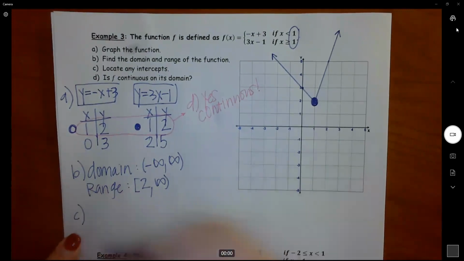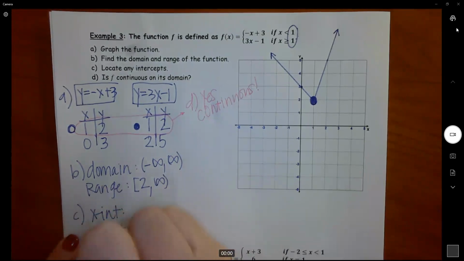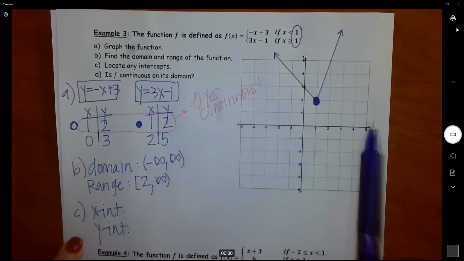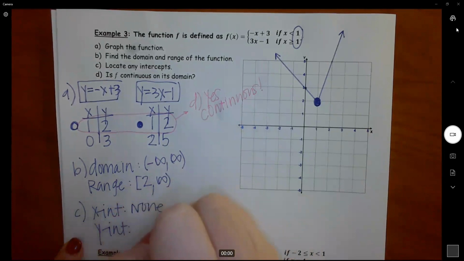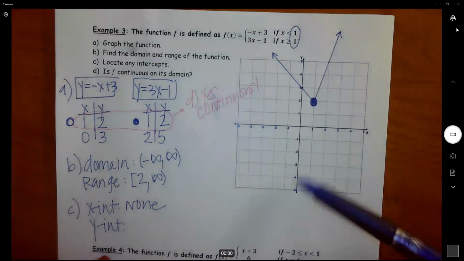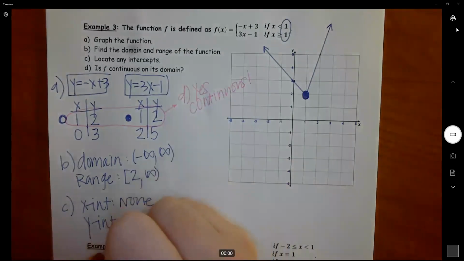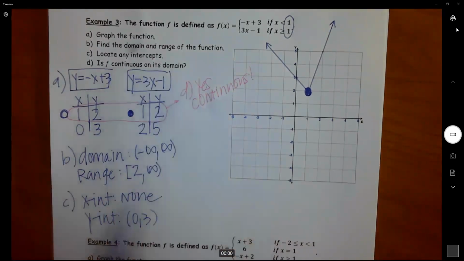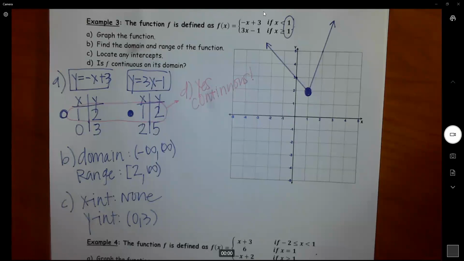And then C, we need intercepts. So x-intercepts, where is this crossing my x-axis? Well, it is not, so we don't have any. And then where is this graph crossing my y-axis? Right here at this point, 0, 3. And then we already did D, is this continuous? I'm going to go ahead and stop the video right here. And I will make a part 2 of this and show 2 more examples of how to graph piecewise functions.